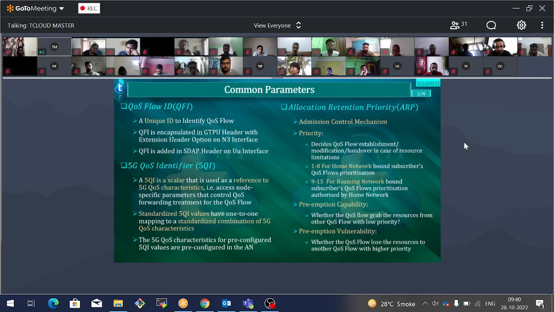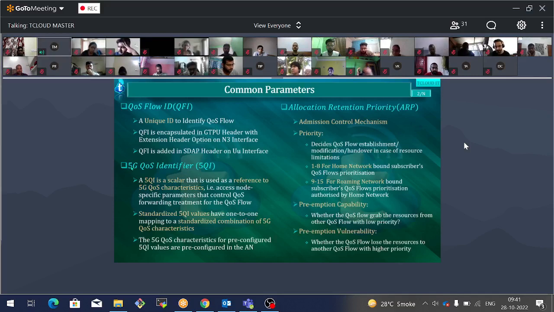And this QFI information is encapsulated in the GTPU header when the data is traveling on the N3 tunnel, and the same QFI ID would be included in the SDAP header on the Uu interface, nothing but the radio interface. Two different protocols carry this QoS flow ID, which is required for detecting which QoS flow the data belongs to.